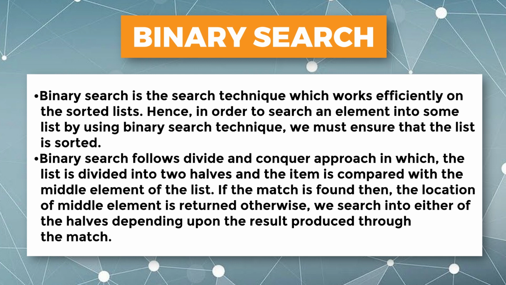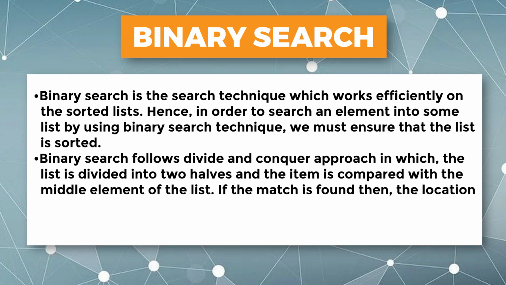Binary search follows the divide and conquer approach, in which the list is divided into two halves and the item is compared with the middle element of the list. If the match is found, then the location of the middle element is returned. Otherwise, we search into either of the halves depending upon the result produced through the match. Later on we will see which half, either the below half or the upper half.